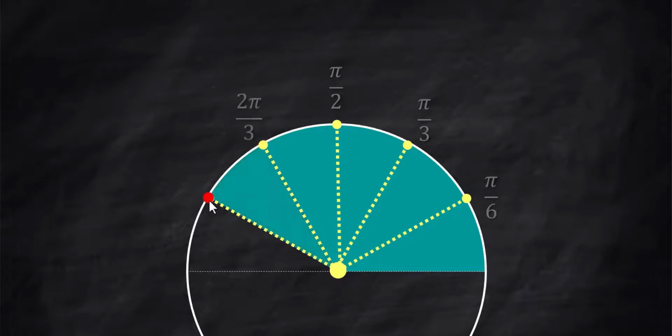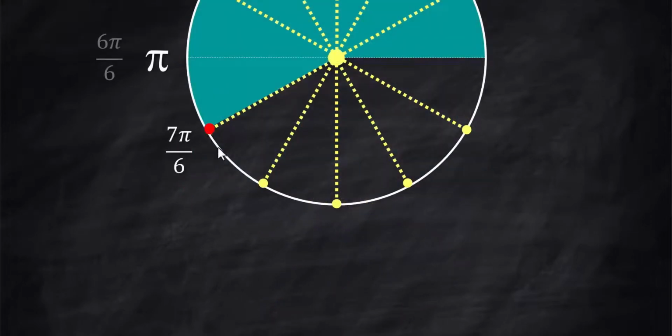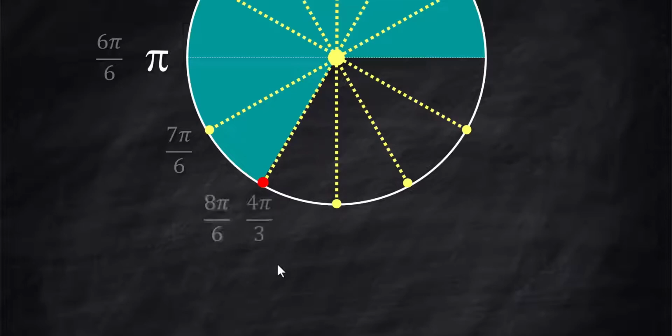The next one, 5 pi over 6. That is in lowest terms, so we'll just leave it there. The next one is 6 pi over 6. This reduces to pi. Then the next one must be 7 pi over 6. This guy down here is 8 pi over 6, also not in lowest terms. So when we do that, it becomes 4 pi over 3, but it started out as 8 pi over 6.